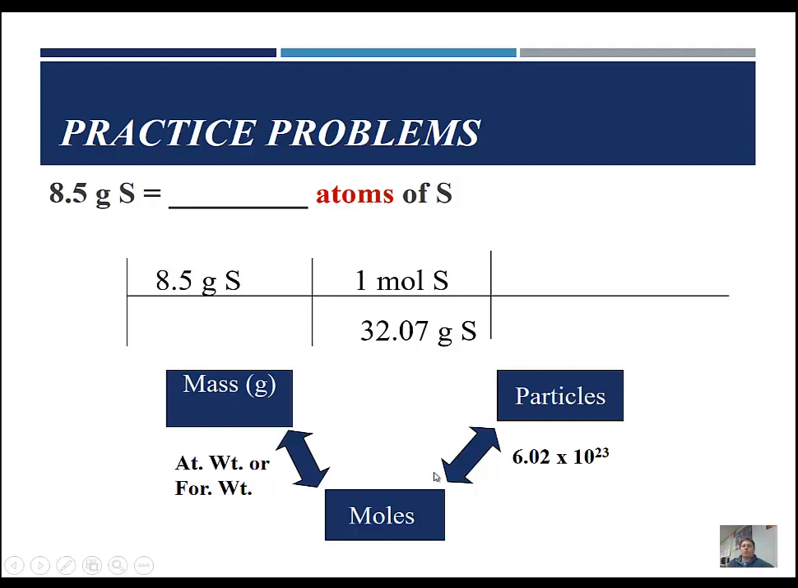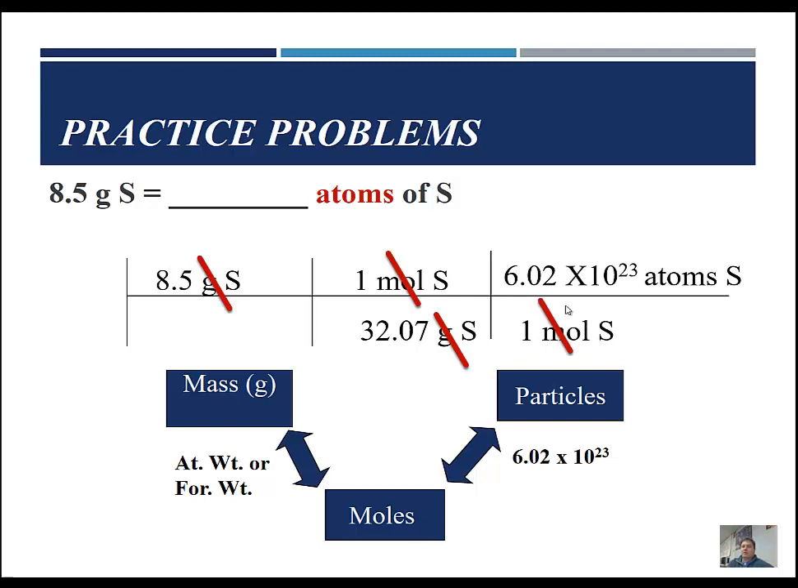Now I'm at moles. Now I have to go up to particles. I just got rid of grams, so now I want to get rid of moles. So I'm going to compare everything to 1 mole. I know that 1 mole of sulfur atoms contains 6.02 times 10 to the 23rd atoms. Okay, now there we go. Now my moles have canceled out.